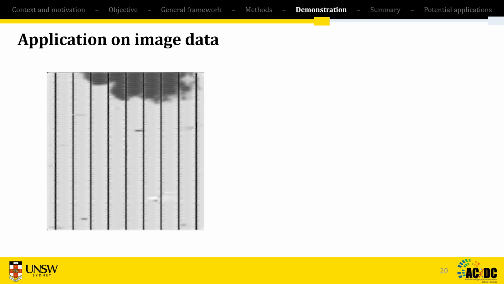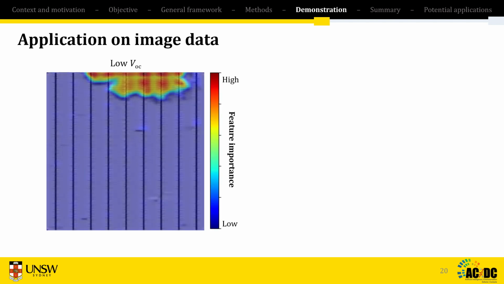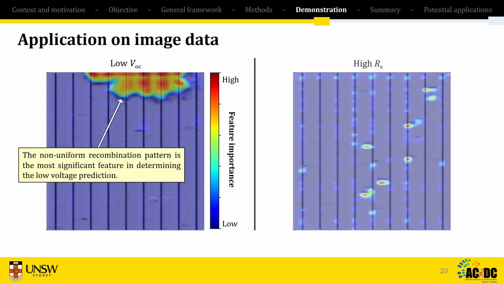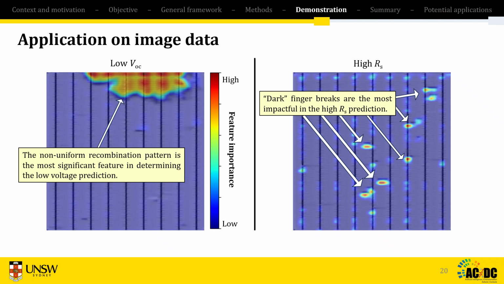So let's jump straight to the results. This is an example of an EL image, and this is the Grad-CAM activation map for a low voltage prediction. So note that features of high importance are highlighted in red or warm colors. And here we can see that this non-uniform recombination pattern is the most significant feature in determining the low voltage prediction. Similarly, for a high RS prediction, it's these dark finger breaks that are the most impactful ones.